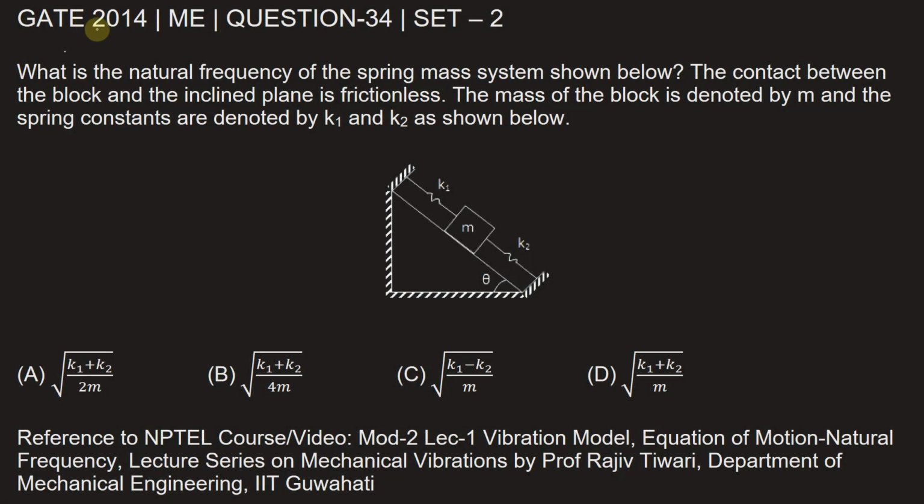This question is from GATE 2014 Mechanical Engineering Paper Set 2, question number 34. What is the natural frequency of the spring mass system shown below? The contact between the block and the inclined plane is frictionless. The mass of the block is denoted by small m and spring constants are denoted by K1 and K2 as shown below. So let's find out the natural frequency of this spring mass system.